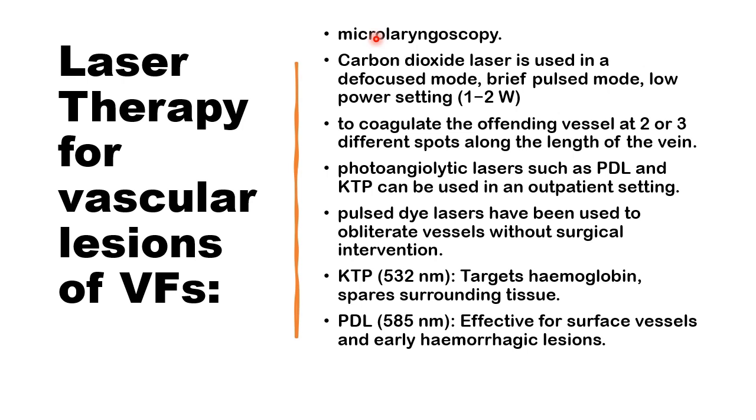Carbon dioxide laser was initially used in the defocused mode with brief pulsing mode and low power setting, 1 to 2 watts. And this is used to coagulate an offending vessel like a varix or an ectasia at 2 or 3 different spots along its length. This may be now superseded by photoangiolytic lasers like the pulse dye laser or the KTP. They can sometimes be used in an outpatient setting, and they are used to obliterate the vessels without surgical intervention, targeting the hemoglobin in the vessel's tissues, and this is usually quite effective.